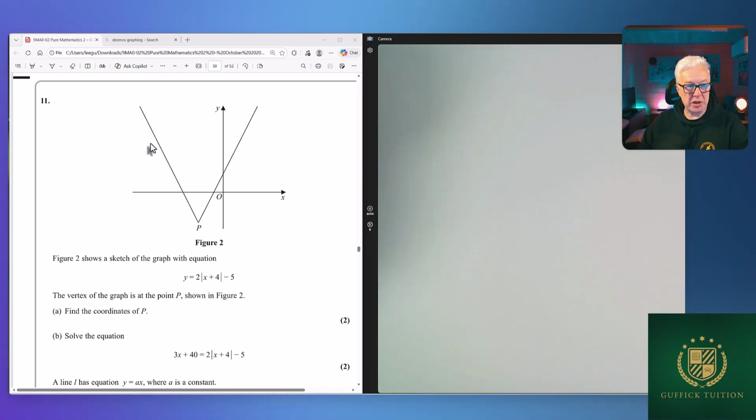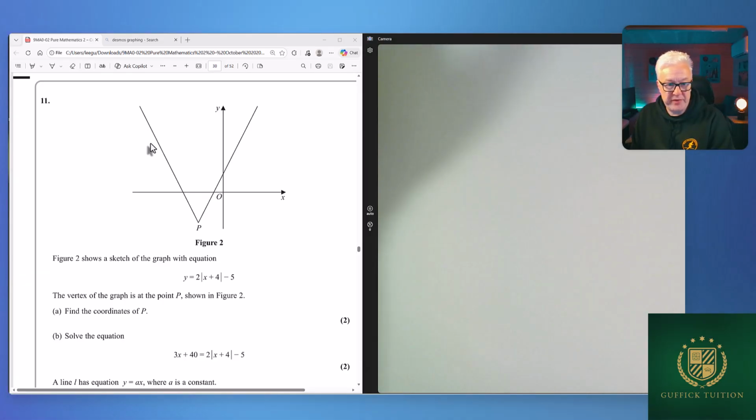Hello everyone, we've got a modulus function question here, so let's have a look at this one. Figure 2 shows a sketch of the graph with the equation y = 2|x + 4| - 5. The vertex of the graph is at a point P as shown in figure 2. Find the coordinates of P.